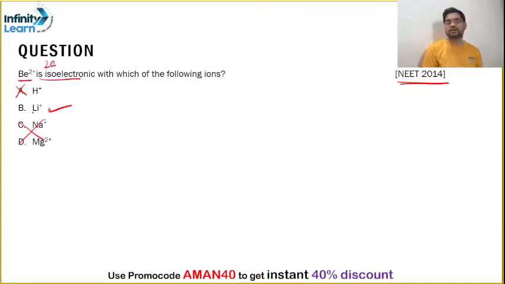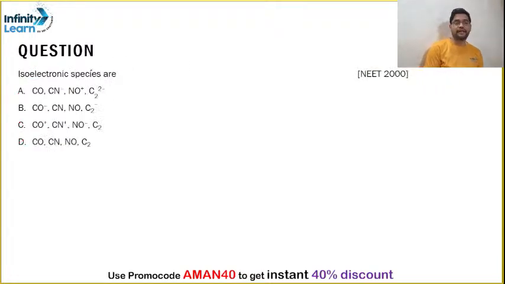Lithium atomic number is 3, 1 electron gone, so again 2 electrons. So that's why it is isoelectronic. Next, isoelectronic species. You need to know what the isoelectronic species are.